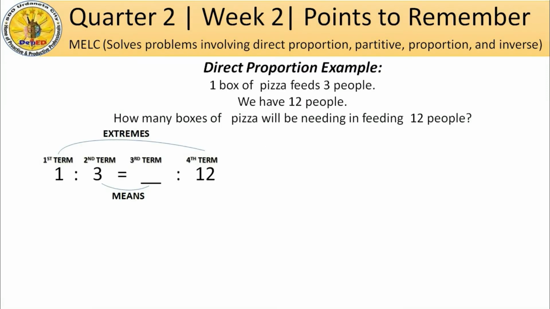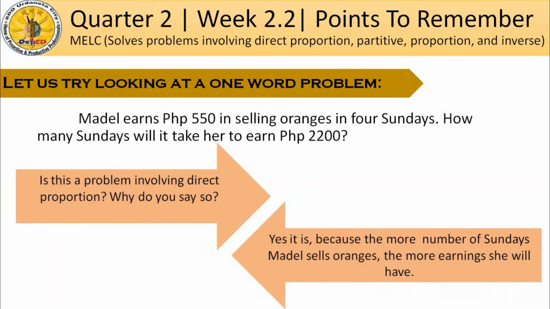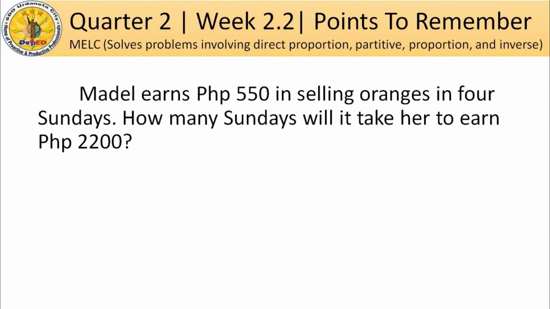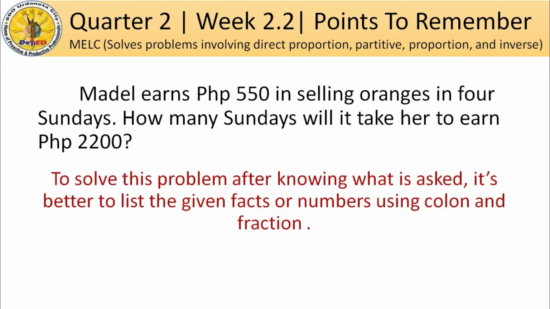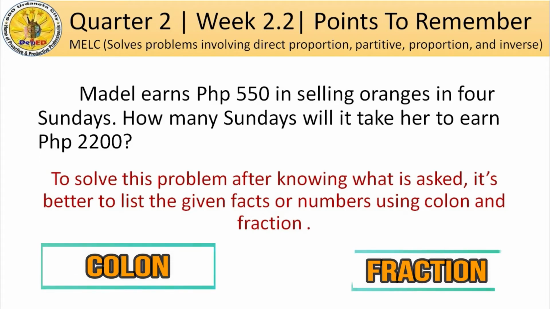Now let's try a word problem. At this point, we have to analyze first if the problem expresses a direct proportion. What do you think? Correct! It is a direct proportion because the more Sundays Madel sells oranges, the more earnings she will definitely have. After identifying what is asked in the problem, now let's move on to how to solve it. There are two ways to solve the problem. First, by means of colon, and second, by means of fraction.